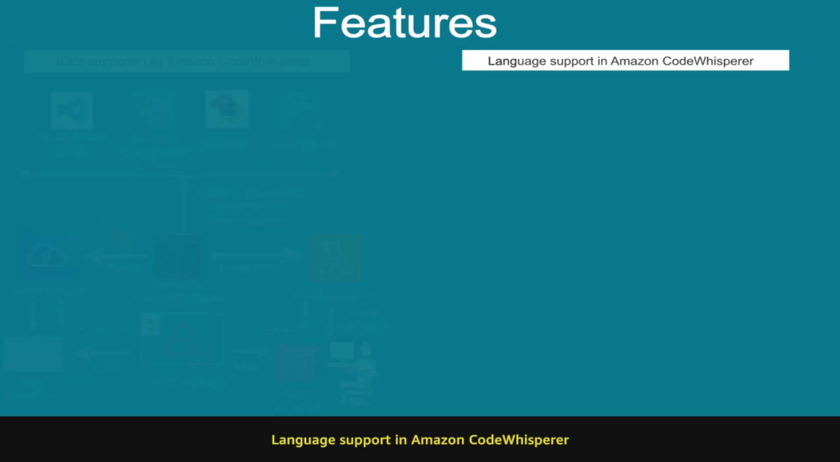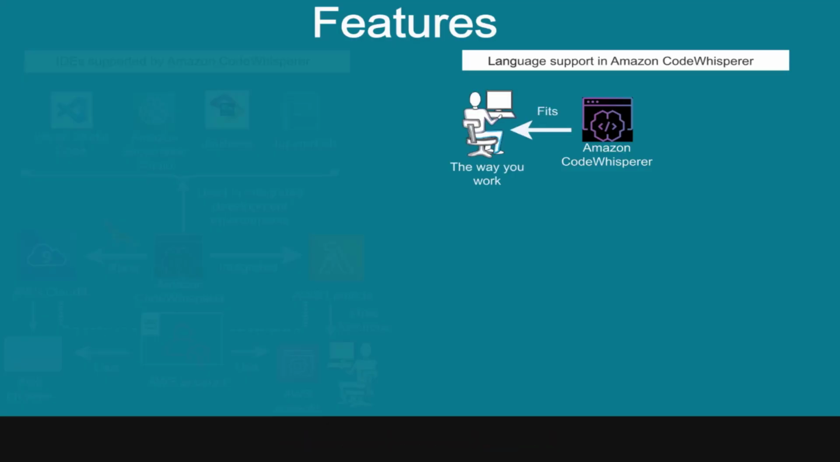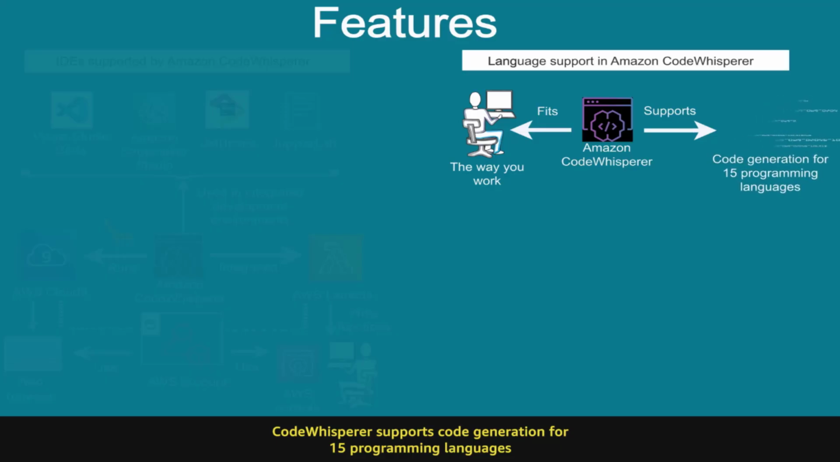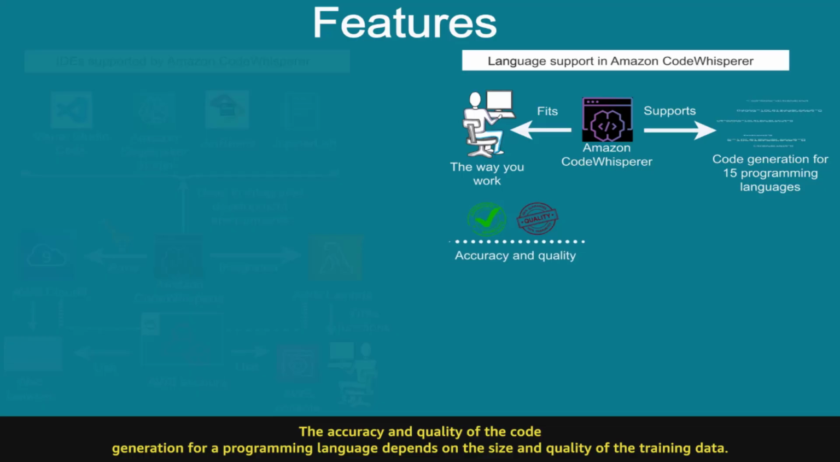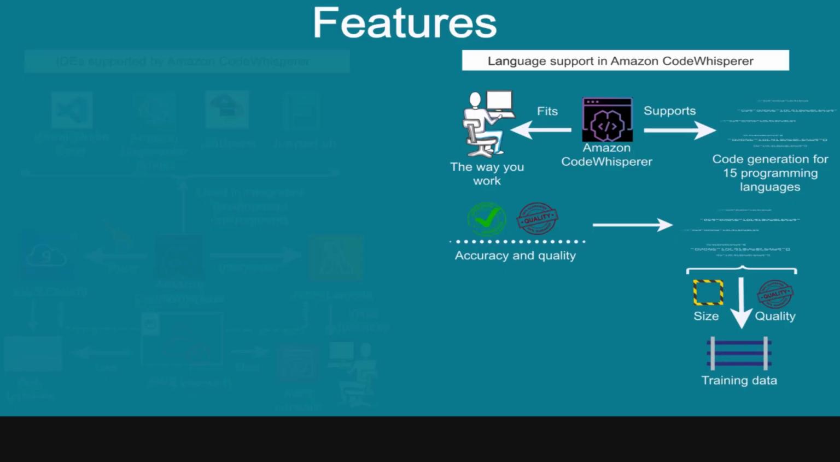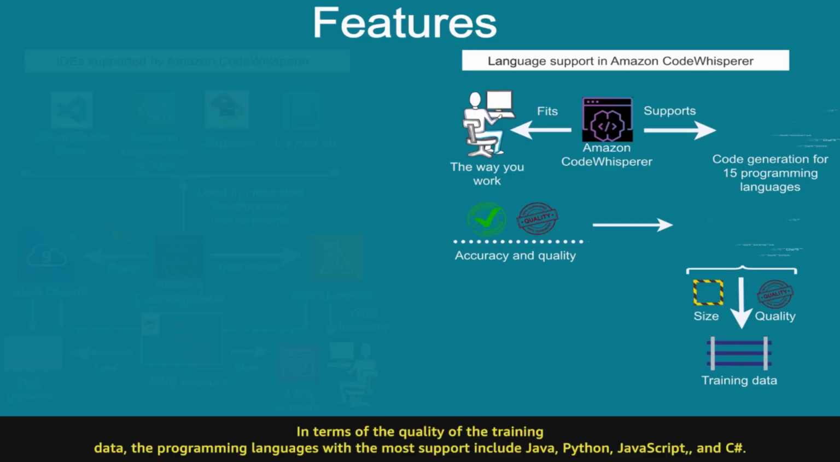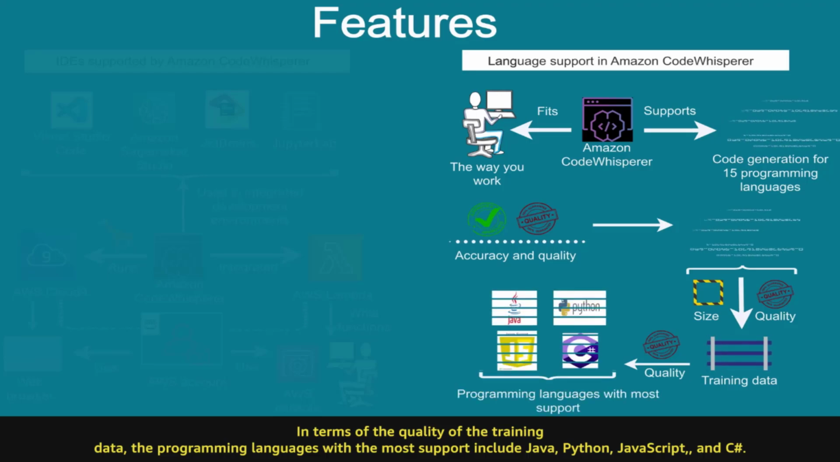Language support in Amazon CodeWhisperer. CodeWhisperer fits the way that you work. CodeWhisperer supports code generation for 15 programming languages. The accuracy and quality of the code generation for a programming language depends on the size and quality of the training data. In terms of the quality of the training data, the programming languages with the most support include Java, Python, JavaScript, and C#.